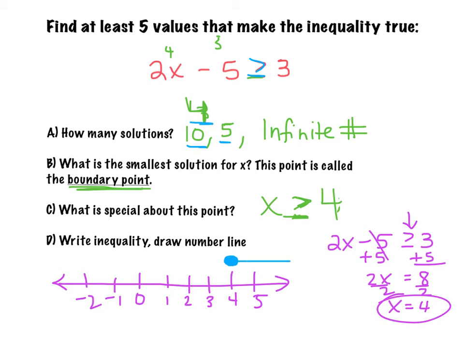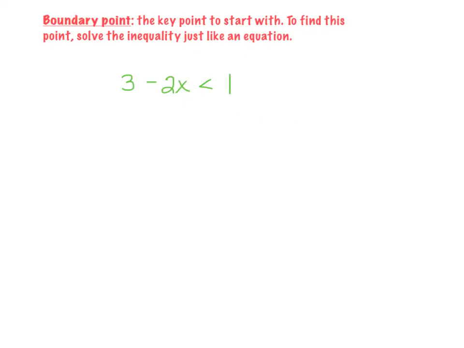So I'm going to draw my arrow going this way. Every single number bigger than 4 is my solution. So here's how you would write an inequality to show it, and then here's how you would graph it down here. It shows all the numbers bigger than 4. Okay, so let's try another one.